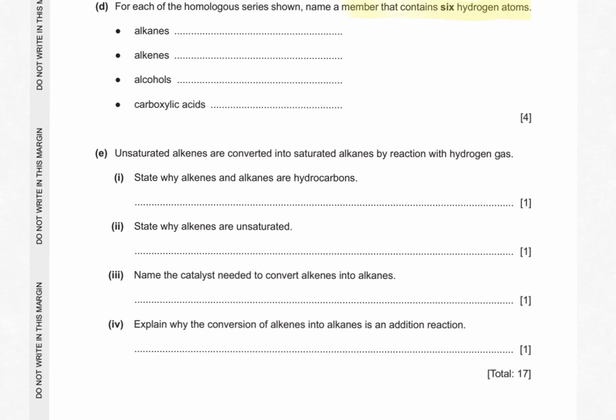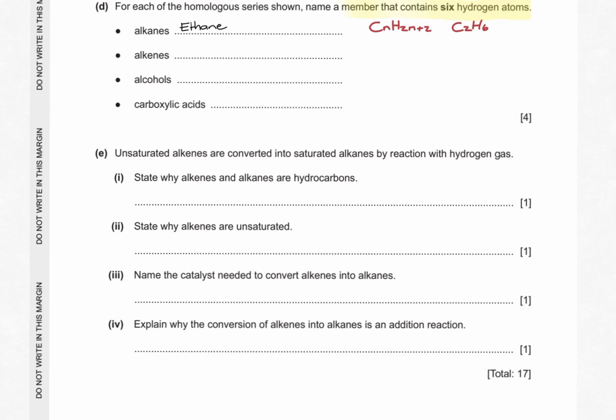contains 6 hydrogen atoms. Now the first one that they're showing us is alkanes. Now we can work out this answer by looking at the general formula. The alkanes have the general formula of CnH2n plus 2. So we need a total of 6 hydrogen atoms, meaning that we will have a total of 2 carbon atoms. So our answer would be ethane.